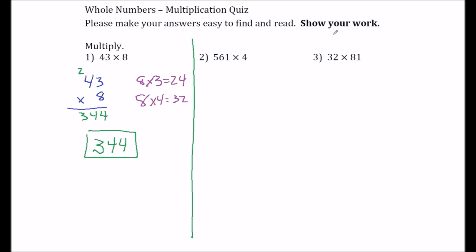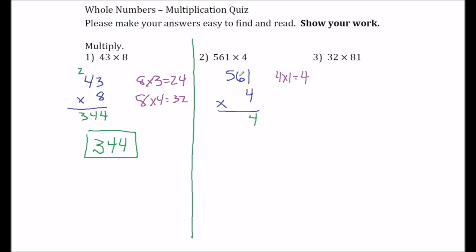Moving on to number 2. Again, a lot of us like to work vertically instead of horizontally. But we're going to start again with 4 times 1, and that's an easy one. 4 times 1 just equals 4. Nothing to carry here, so just write down a 4.